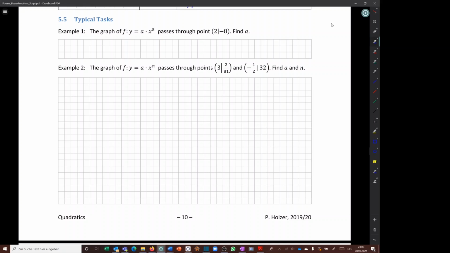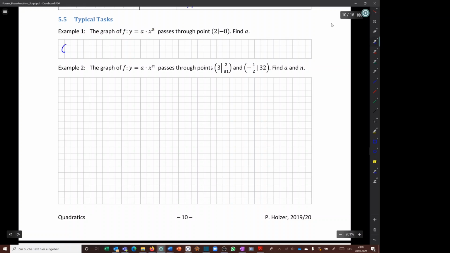In this chapter, we're going to look at typical tasks in the context of power functions. In example 1, we're given a function equation y equals a times x to the power of 5, and we know that its graph passes through the point (2, -8). The task is to find a, this parameter a in the function equation.